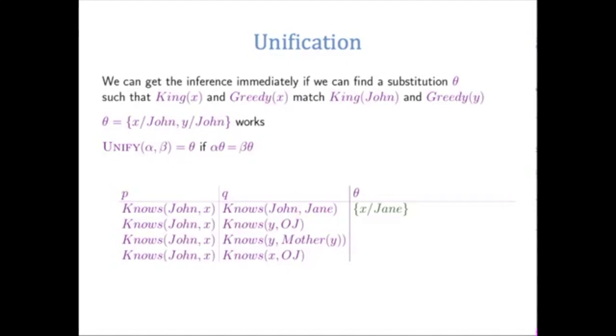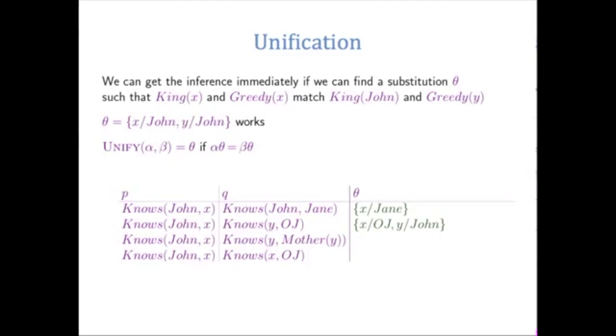How about Knows(John, x), Knows(y, OJ)? Now thinking about it, it looks pretty much like this is going to work, right? Because we can match John against the variable y, and y can take on the value John. And the only other variable we have is x, and it can be bound to OJ. And sure enough, our substitution theta is going to be substituting OJ for x and binding y to John.